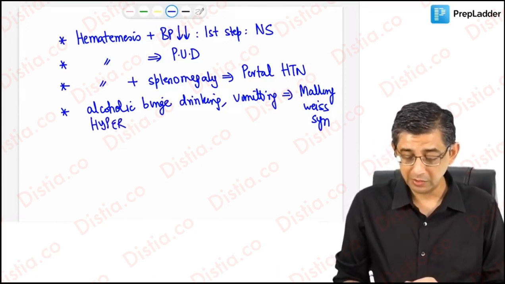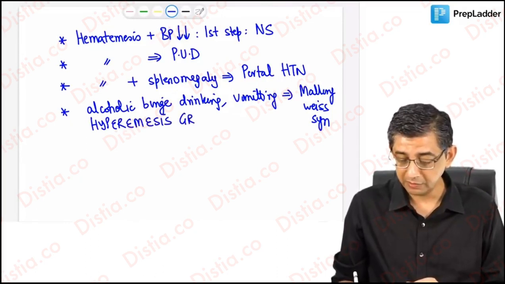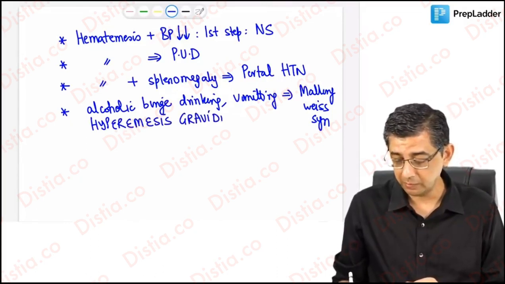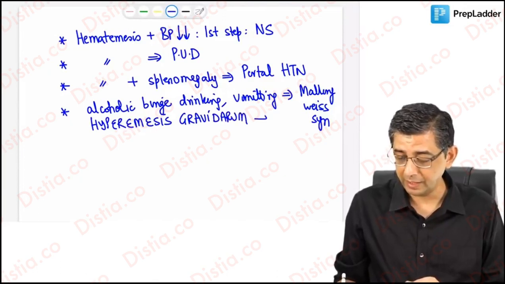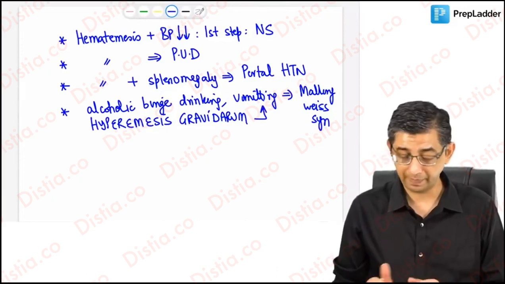Also, there's a distinct possibility that in some questions, he could describe a pregnant lady. In the first trimester, she's having excessive vomiting, and then the same profile can happen. Mallory-Weiss can happen, and even Boerhaave can be a possibility.